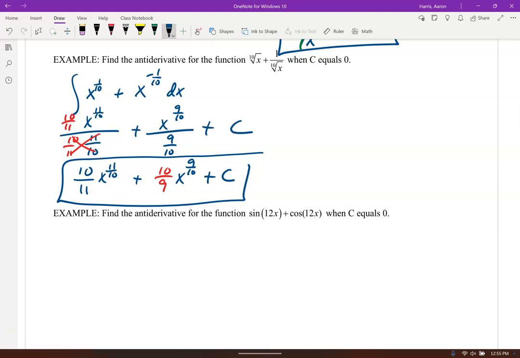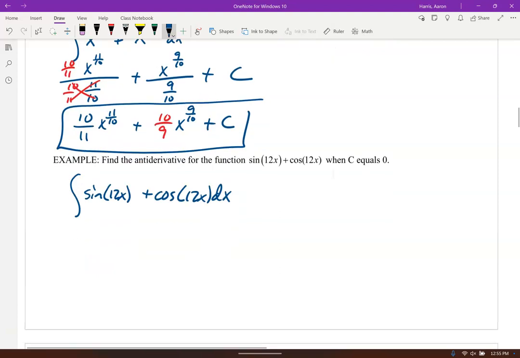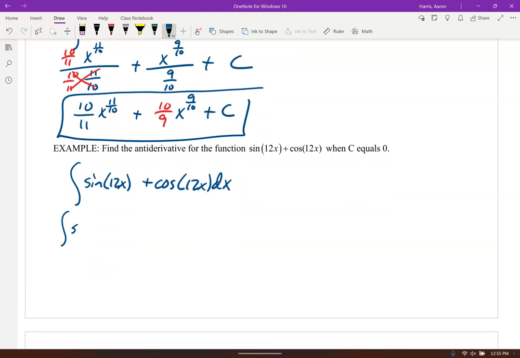All right, how about the integral? Here we have the antiderivative of sine of 12x plus cosine of 12x dx. Okay, so I'm going to split this up into the integral of sine of 12x plus the integral of the cosine of 12x dx.